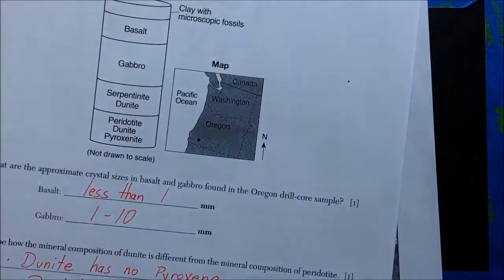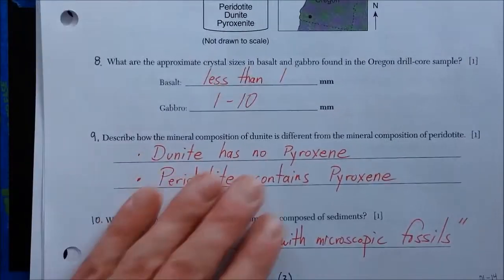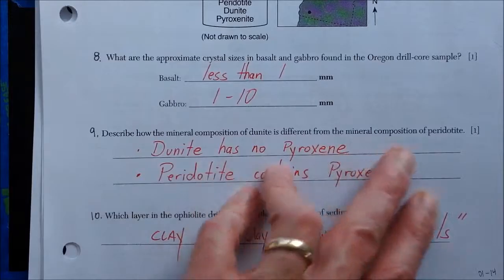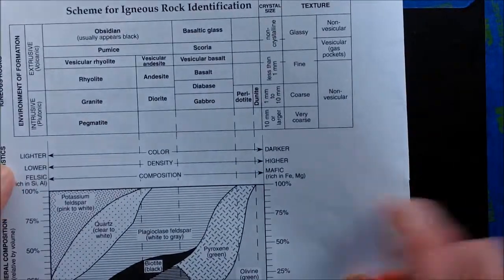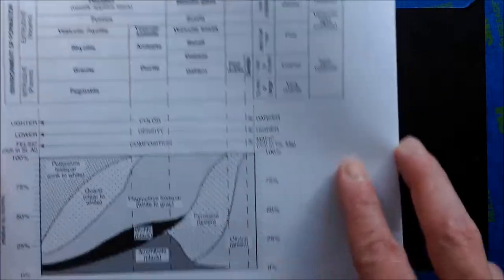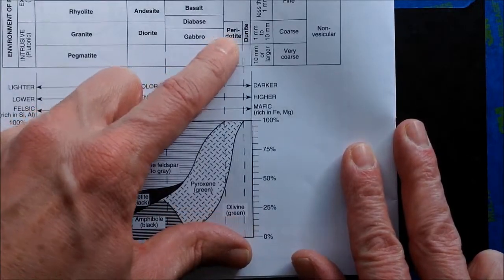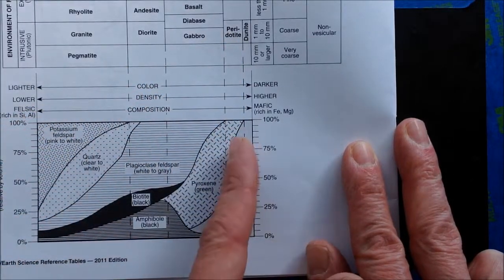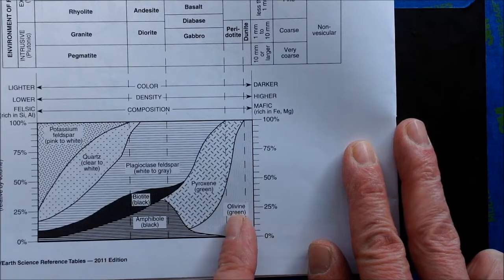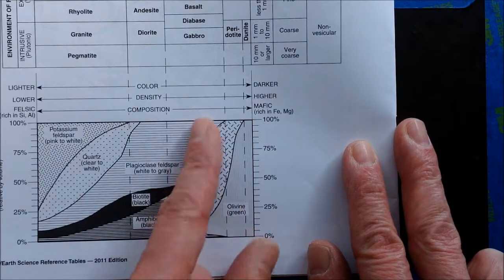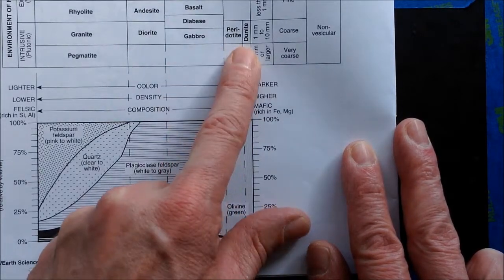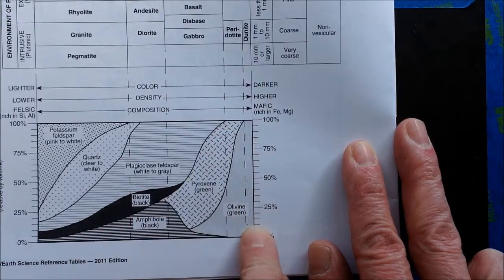For number 9, what you have is describe how the mineral composition of dunite is different from the mineral composition of peridotite. So that's also something you need in the reference table. So you see, you need to really know what's in the reference table and what isn't. And you have to find peridotite and dunite and recognize that the mineral composition, as you go down, peridotite is really just pyroxene and olivine. Not asking you the percentages really, but you got to see that it's both of those. Dunite is all the way over here, and you see it's only olivine.